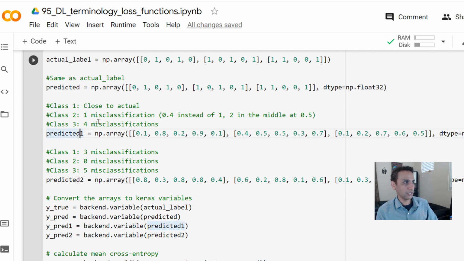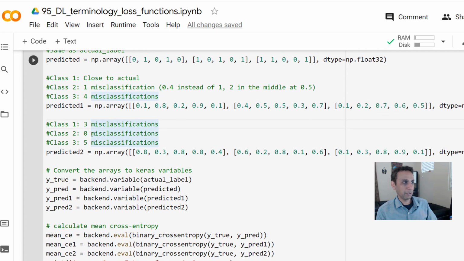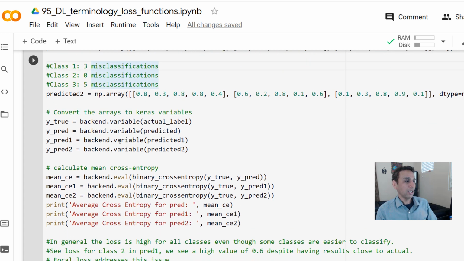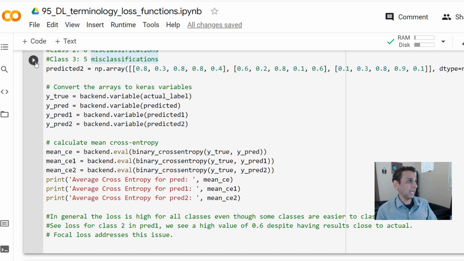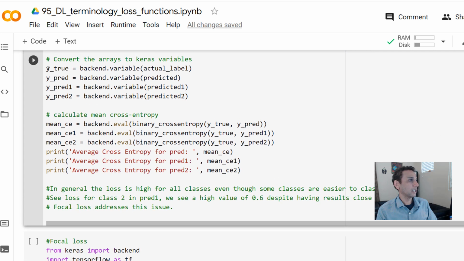In one case, the prediction for class 1 is close to actual. Class 2 has 1 misclassification. Class 3 has 4 misclassifications, okay? And the other one has a bit more misclassifications right here. So let's go ahead and look at the average cross entropy.